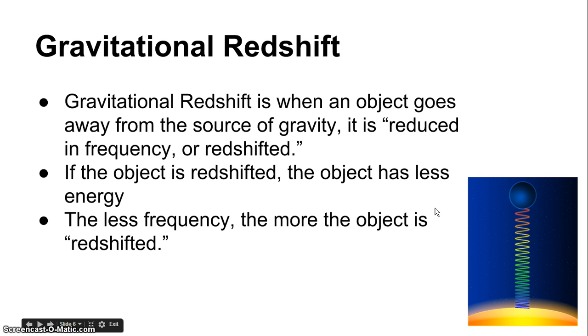Gravitational redshift is when an object goes away from the source of gravity and is reduced in frequency, or is redshifted. If the object is redshifted, the object has less energy. The lower the frequency, the more the object is redshifted.